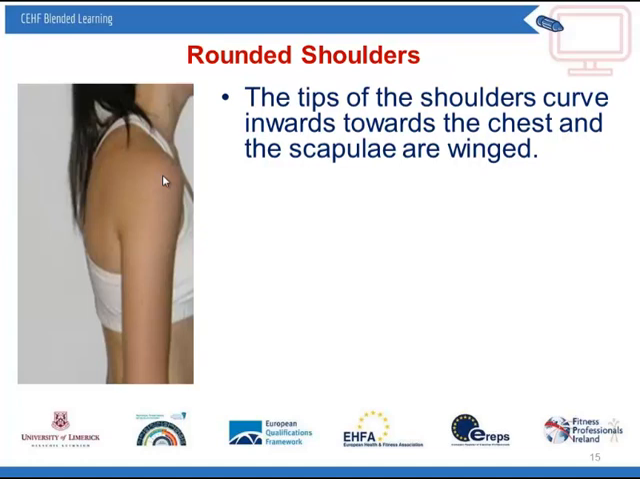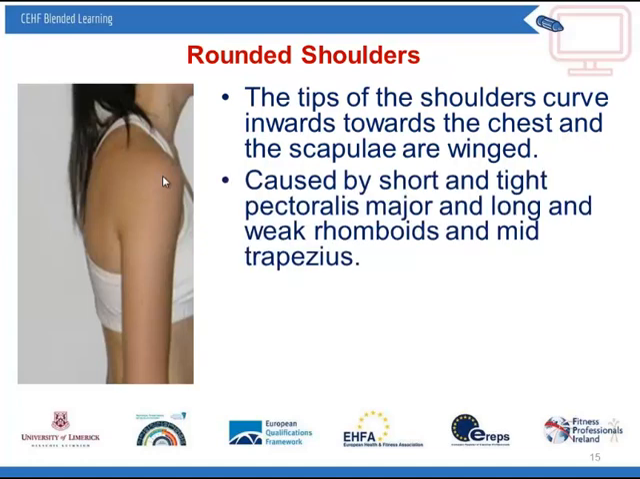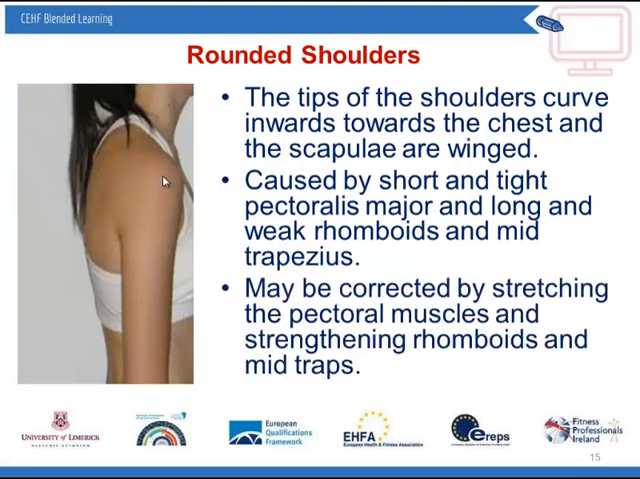Another indication of rounded shoulders is when you view the person's posture from the front, and with the person standing upright with their arms by their sides, you will notice that the knuckles are facing forward and the palms are facing backwards. The muscle imbalance that may cause rounded shoulders would be short and tight pectoralis major and long and weak rhomboids and mid-trapezius. So this can then be corrected by stretching the pectoral muscles and by strengthening the rhomboids and mid-traps.